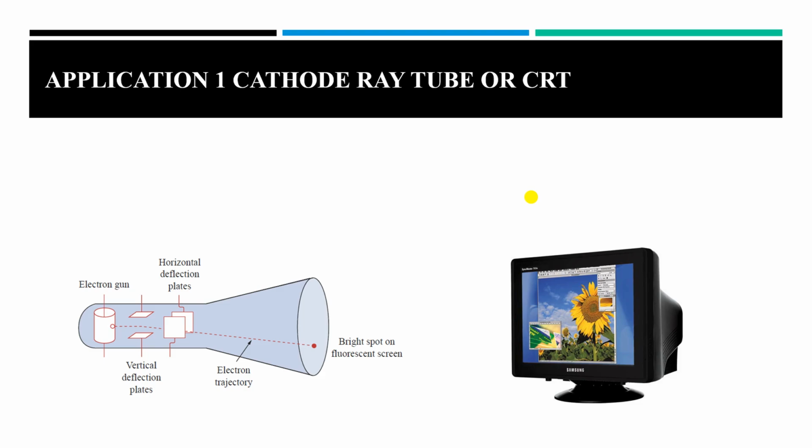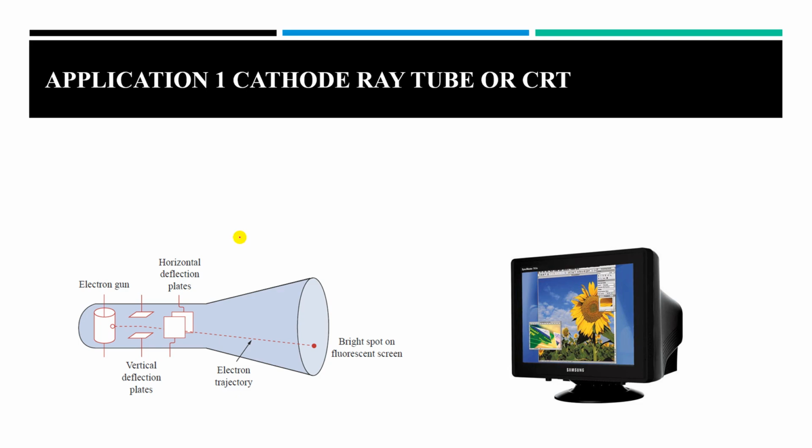Hey everyone, in this lesson we are going to have some examples on the applications of the basic concepts that we discussed in this section of the course. So first we have application number one, which is called the cathode ray tube, or the abbreviation is CRT, which is this one, as you can see here.